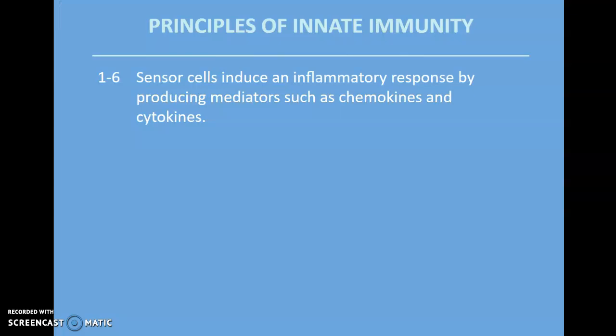These sensory cells could be macrophages, neutrophils, dendritic cells. These receptors can also be on the endothelial lining of a blood vessel. They could be on any of the cells of the tissues, and they would be recognizing these common motifs like single strand RNA, for instance, or lipopolysaccharide.